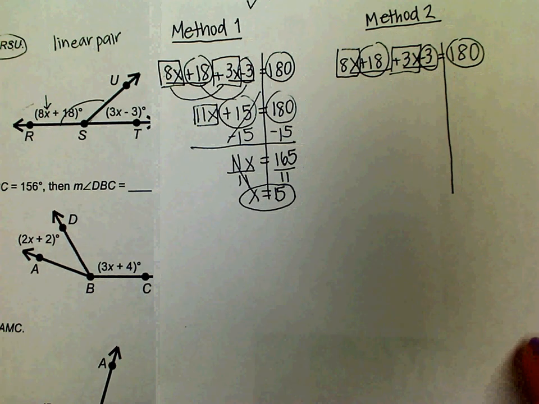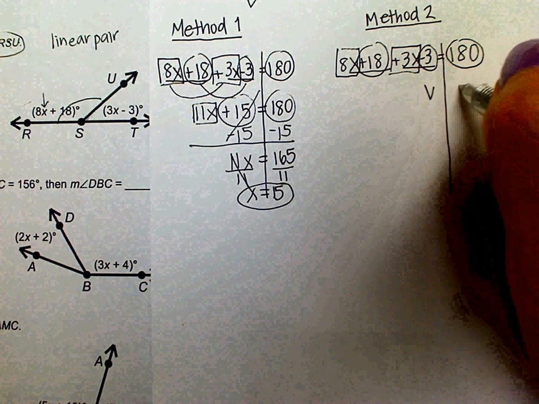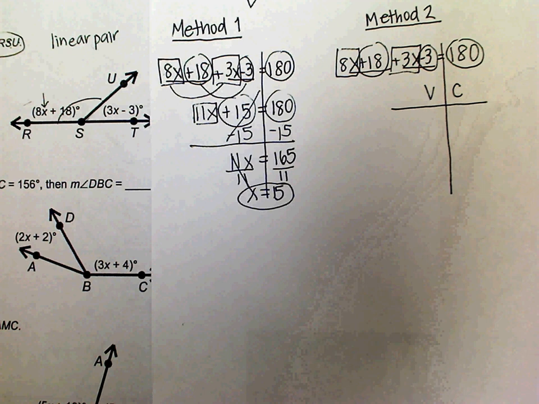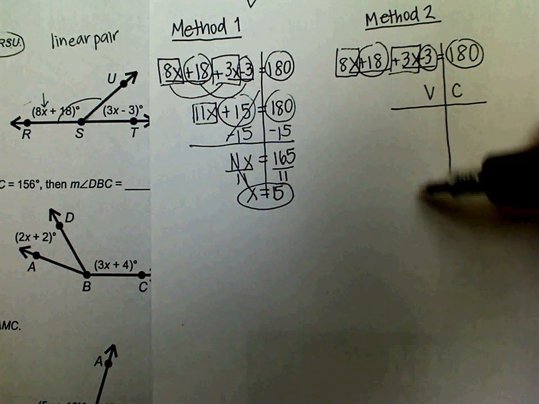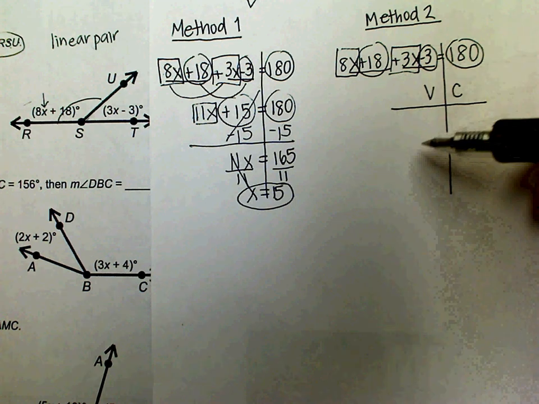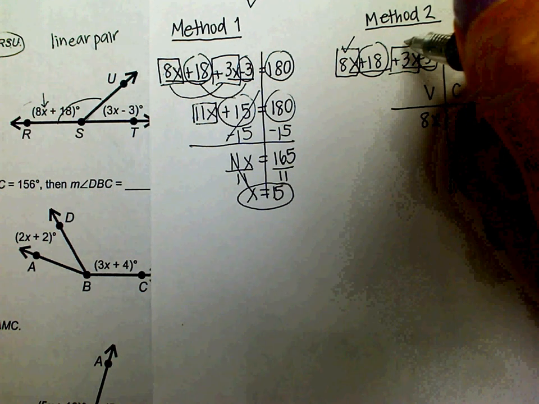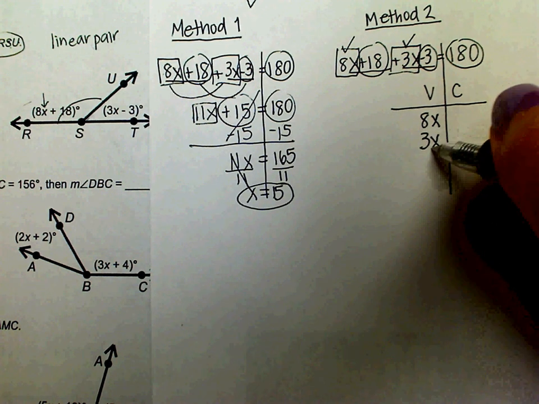Now, method 2 is for those that prefer the variable-constant method, which means you put all the variables on this side, the constants on this side, and if they have to switch sides, then you change your sign. So 8x is on the same side, so you put 8x. Positive 3x is on the same side, so you put 3x.